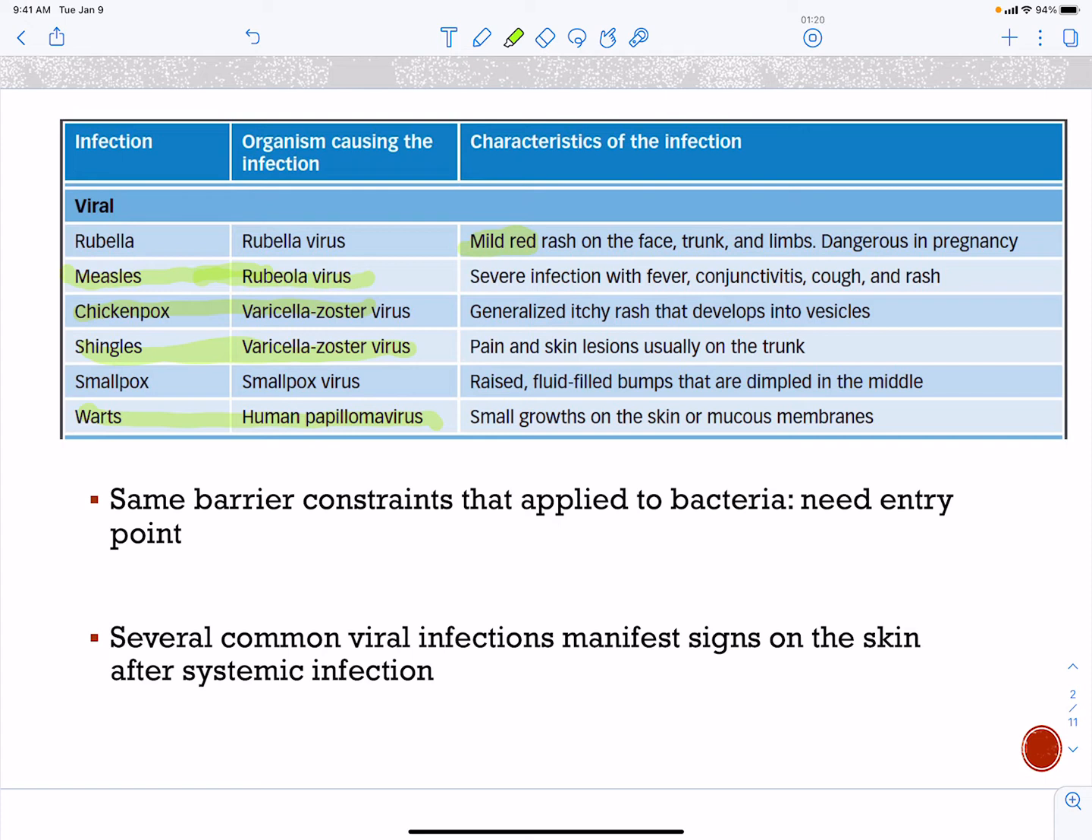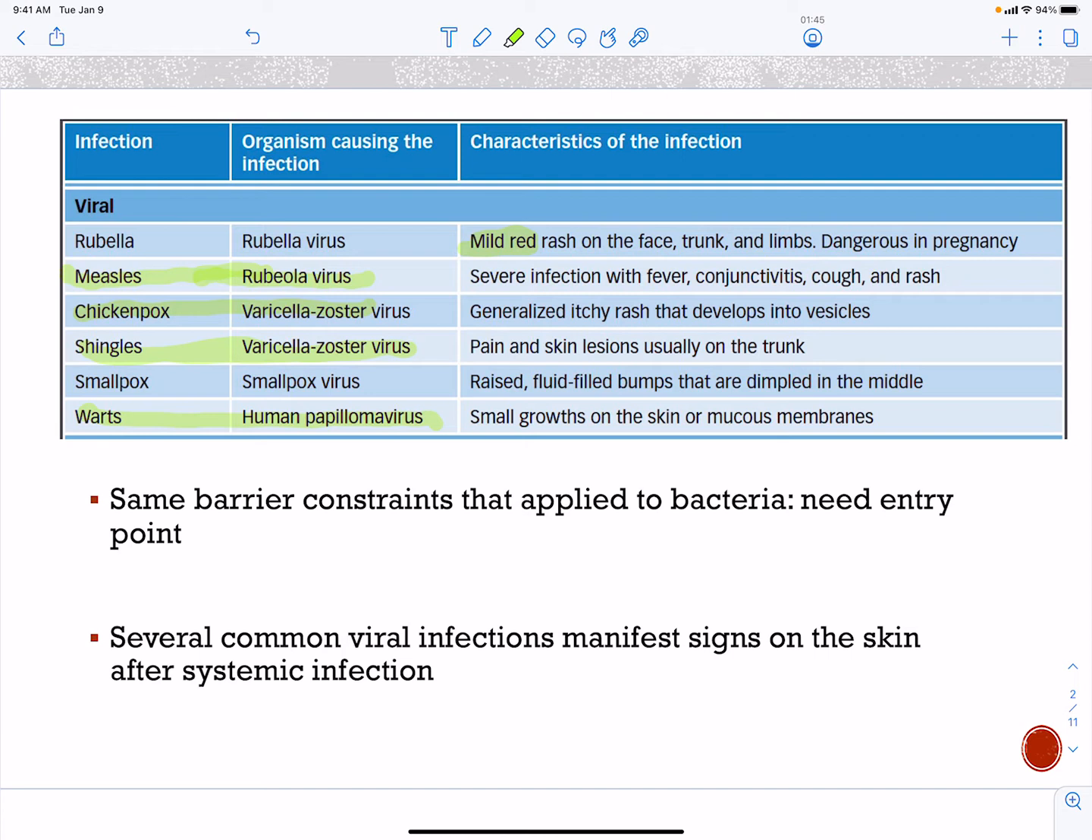We typically think of human papillomavirus as associated with cervical cancer and as a sexually transmitted disease, but there are human papillomavirus variants that can infect the skin and cause dermal warts. Now, these viruses still have the same constraints that apply to bacteria. They still have to find access to our body, be able to get in and cause these infections.